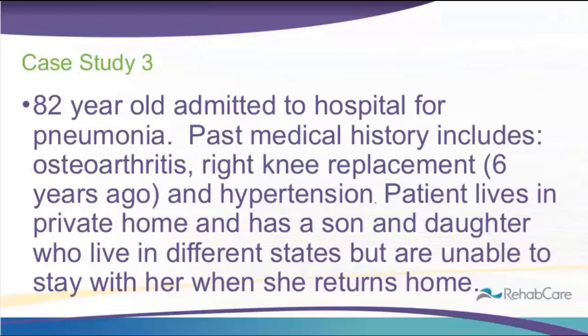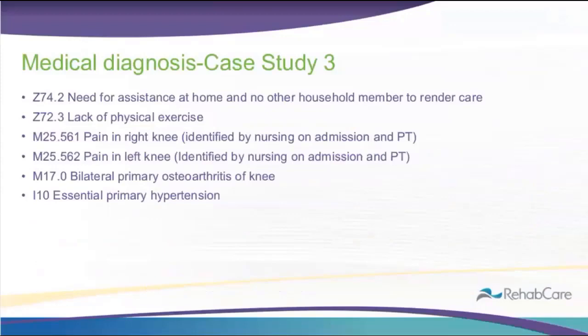Their past medical history included osteoarthritis, a right knee replacement 6 years ago, and hypertension. They live in a private home, and they have a son and daughter who live in different states, but they couldn't stay with her when she returns home. So this one for medical diagnosis, they use Z74.2, need for assistance at home, no other household member to render care. That can't be used as a standalone code because the Z codes, you have to code conditions with them. So we also have Z72.3, lack of physical exercise.